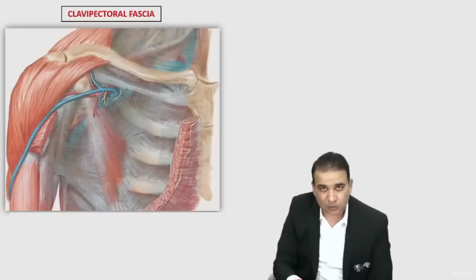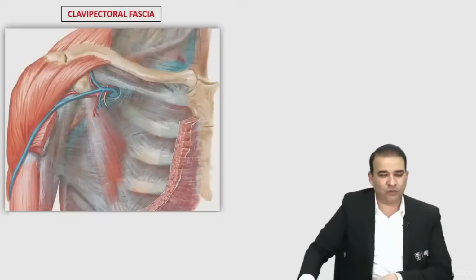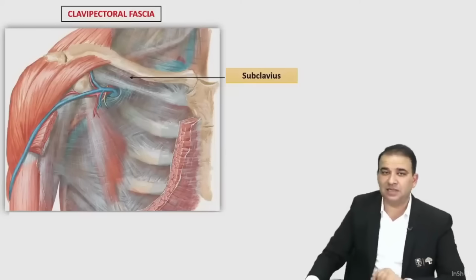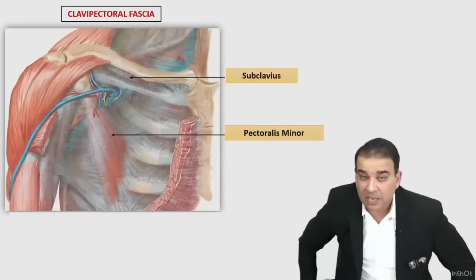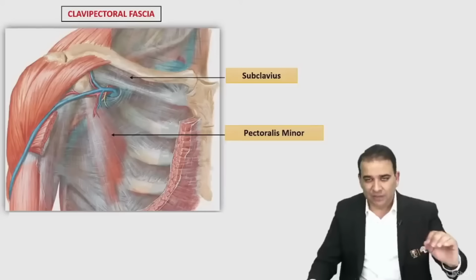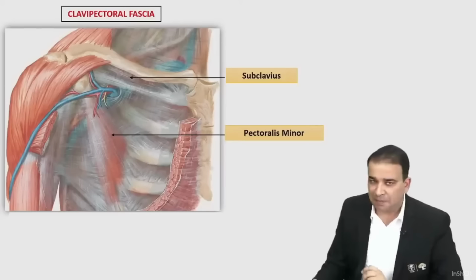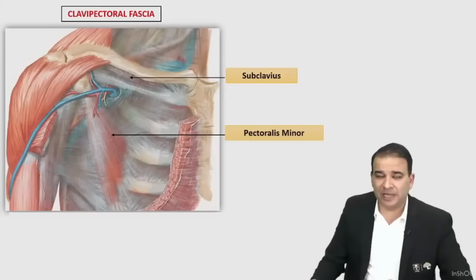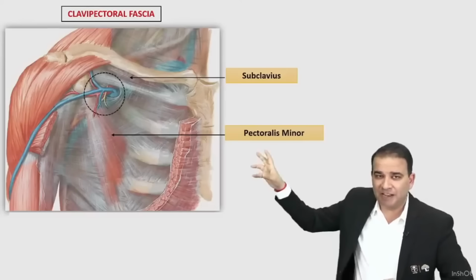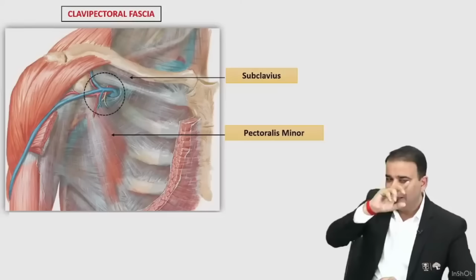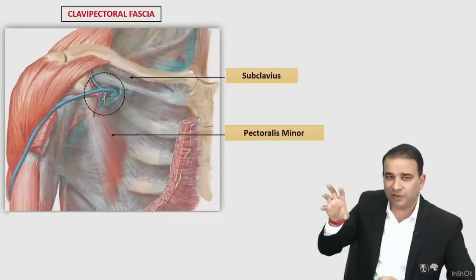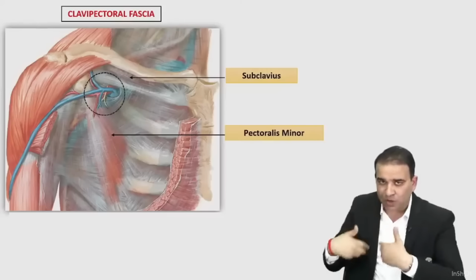Now, there are two muscles which are enclosed in the clavipectoral fascia. One of them is the subclavius muscle and the other one is the pectoralis minor. The muscles enclosed in the clavipectoral fascia are subclavius and pectoralis minor. That's one question. Second question, guys: what are the structures piercing the clavipectoral fascia? Look at that area, that circle over there. Those are the structures which are piercing the clavipectoral fascia. Two of them are going inside and two are coming out here.